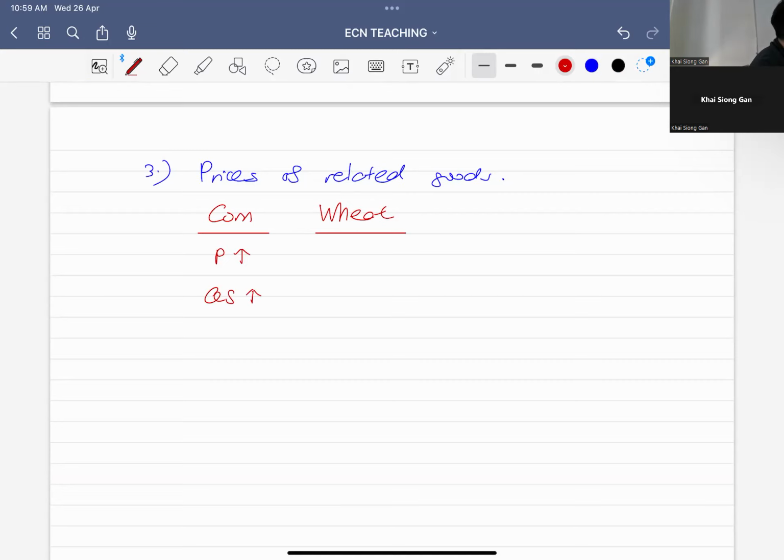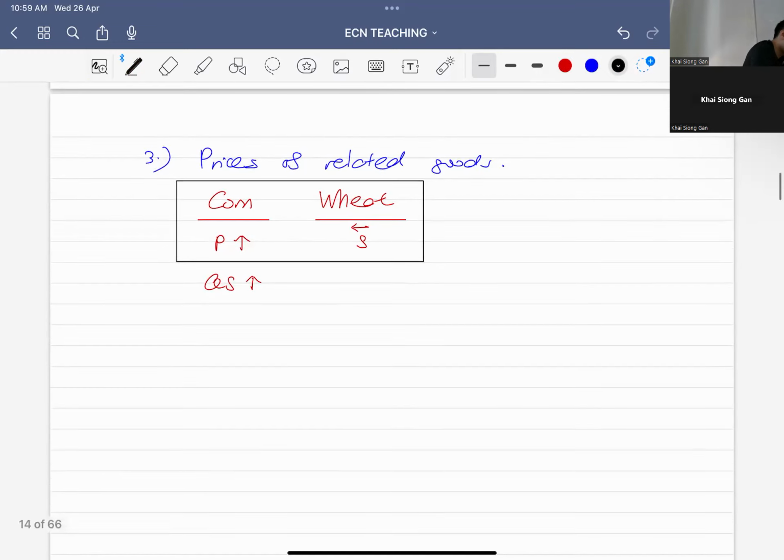Since now you produce more corn here, do you still want to produce wheat? You do not want to anymore, so the supply of wheat has fallen, shifting leftwards. So today the supply of wheat has reduced, not because of the price of wheat itself, but because of the price of corn. So this is what we call the non-price factor.